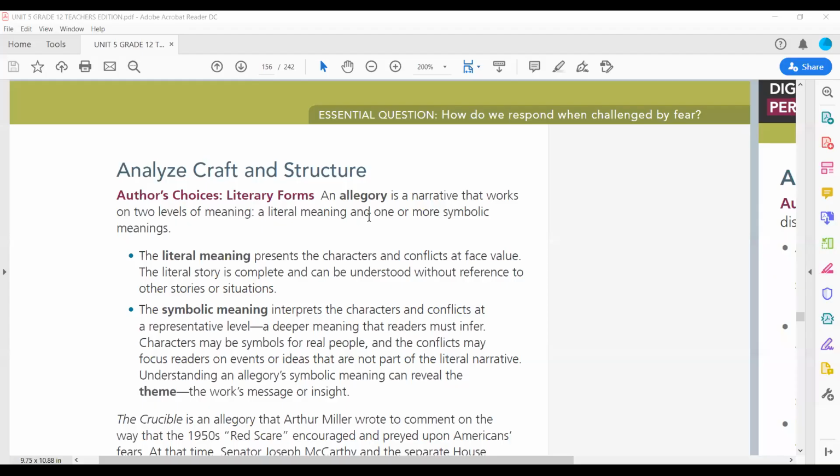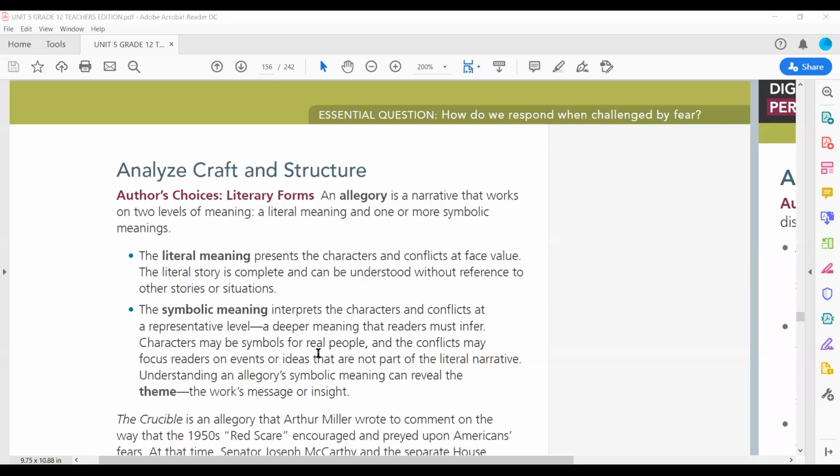Today we're going to look at the allegory, one of the literary forms. An allegory is a narrative that works on two levels of meaning: a literal meaning and one or more symbolic meanings. The literal meaning presents the characters and conflicts at face value. The literal story is complete and can be understood without reference to other stories or situations. The symbolic meaning interprets the characters and conflicts at a representative level, a deeper meaning that readers must infer.